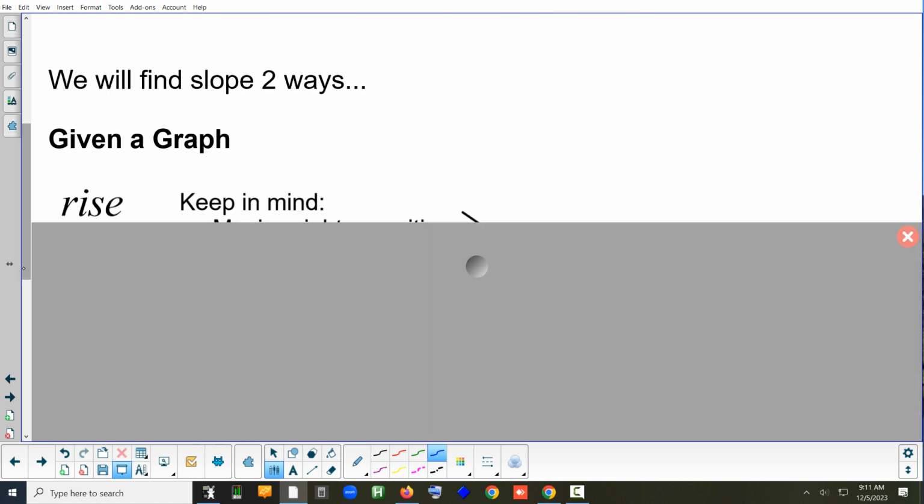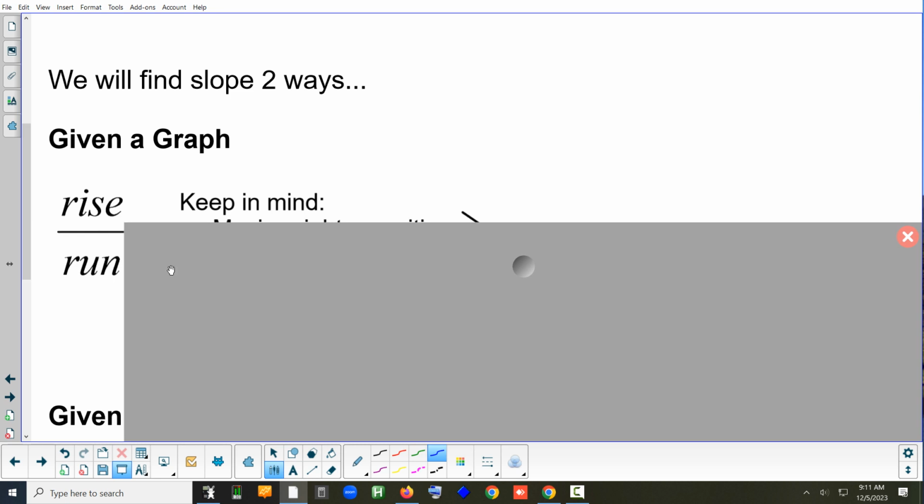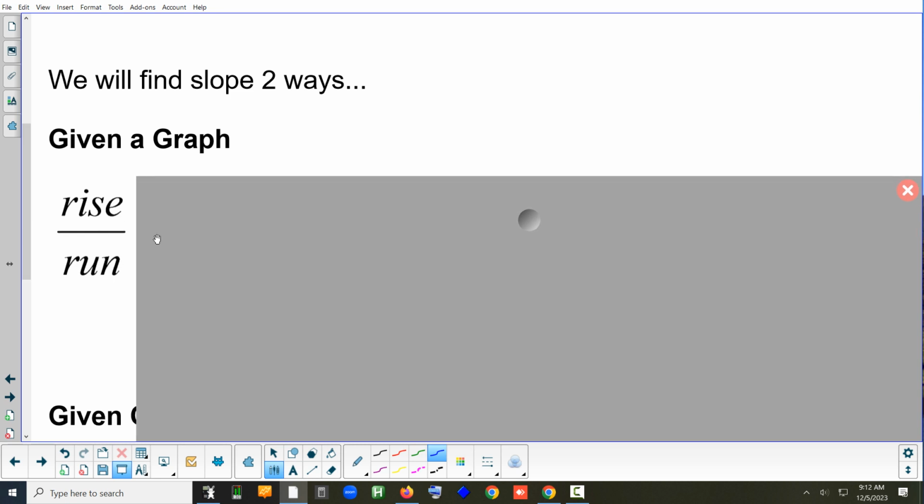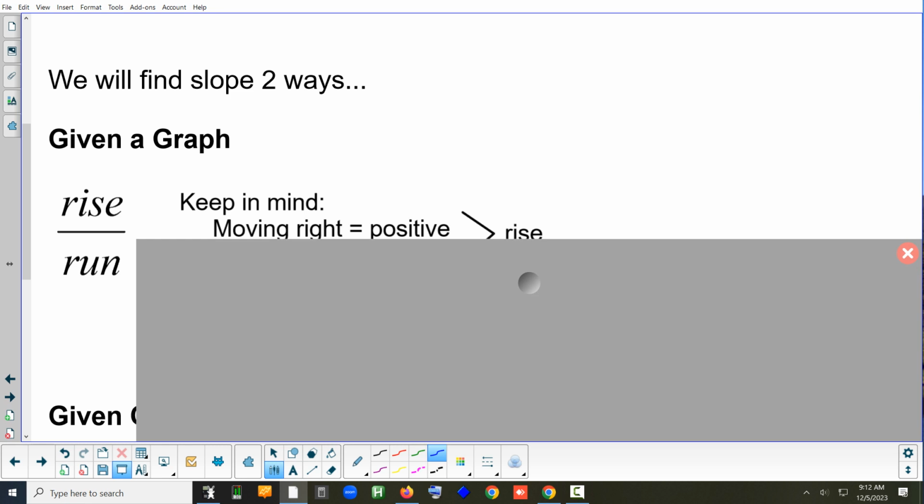All right, so when you're given a graph, on the left-hand side, you've got a line. You want to write rise over run on the left-hand part of the line. And then I'm going to explain which directions are positive and negative. So where it says keep in mind.